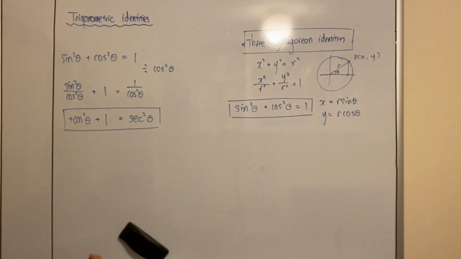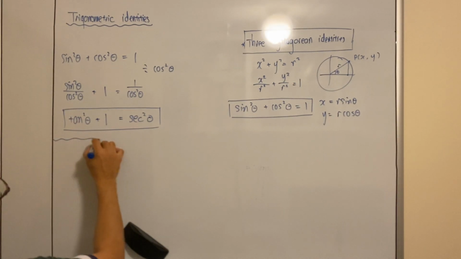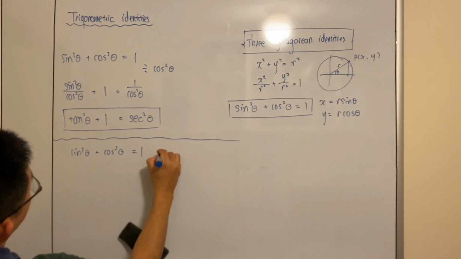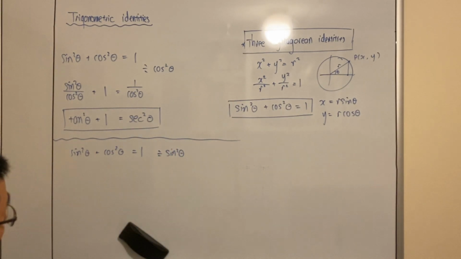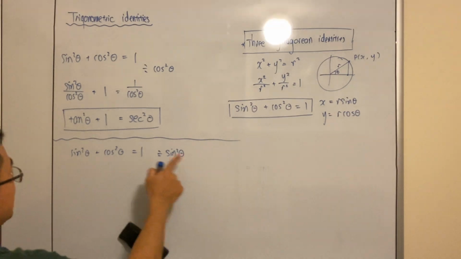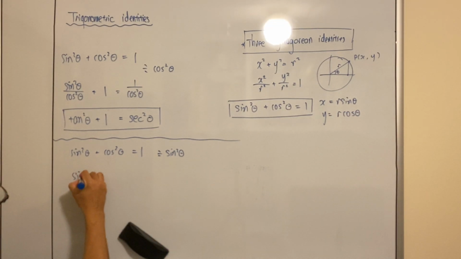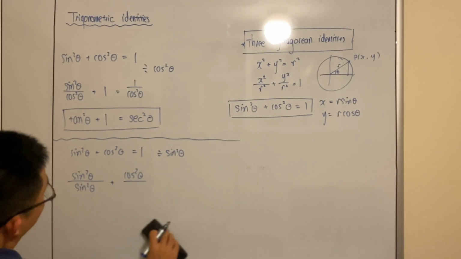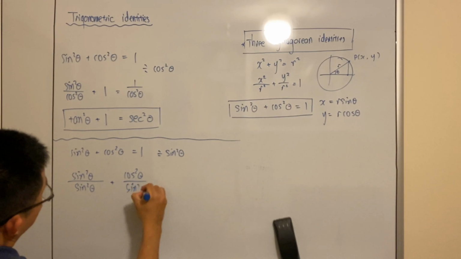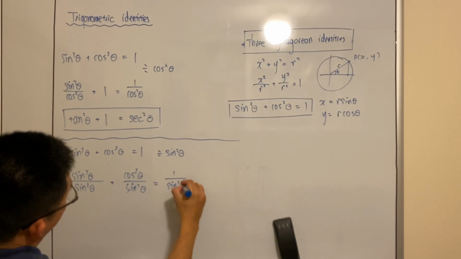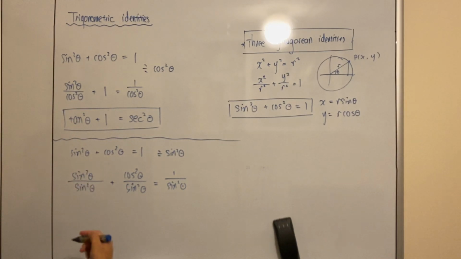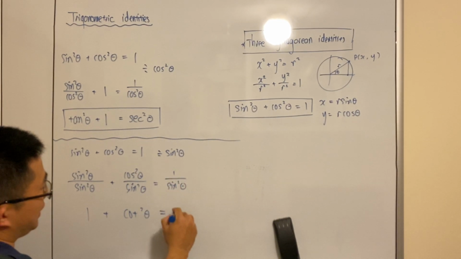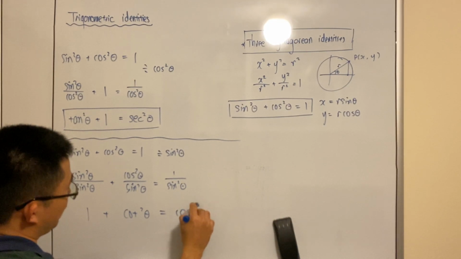Now we can do exactly the same thing, but this time we're going to divide sine squared theta plus cos squared theta equals 1 by sine squared theta. So that gives us sine squared theta over sine squared theta plus cos squared theta over sine squared theta is equal to 1 over sine squared theta. Sine over sine is equal to 1. Cos over sine is equal to cotangent or cot. And then 1 over sine is cosec. But remember, there's a square here.